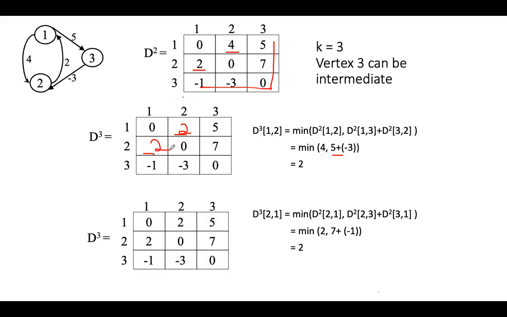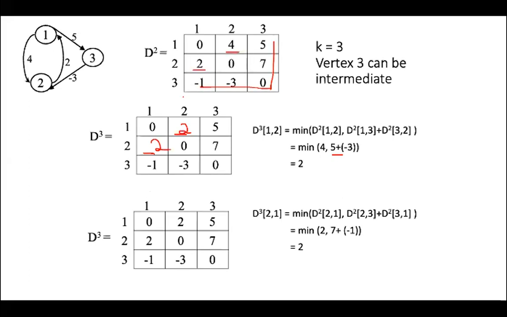Output matrix is 0, 2, 5, 2, 0, 7, minus 1, minus 3, 0. So this is the output matrix, the final shortest distance between each pair of vertices. For 1 to 2, shortest distance is 2. 1 to 3 is 5. 2 to 1 is 2. 2 to 3 is 7. 3 to 1 is minus 1. 3 to 2 is minus 3. So this is the shortest distance among each pair of vertices.